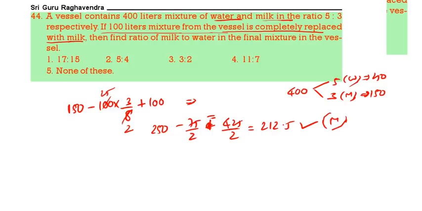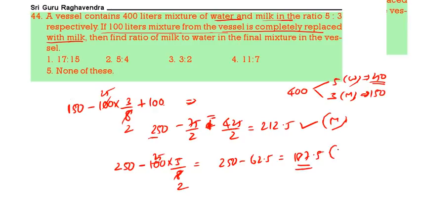Now, what about water? Water is 250. This is 100 plus 150, so 250. Out of 250, we are removing 100 into 5 by 8. That is equal to 125 by 2, or 62.5. That will be equal to 187.5. This is water. Now find the ratio of milk and water.